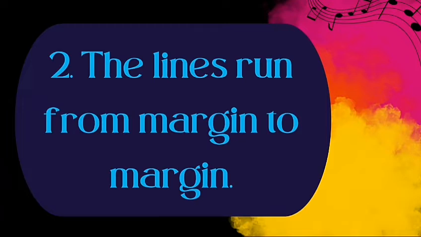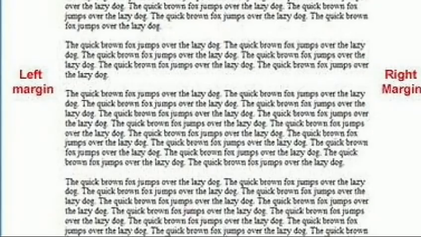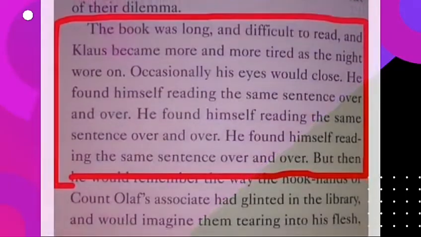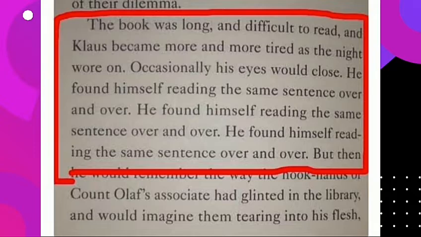2. The lines run from margin to margin. That is, the lines in a story, in a novel, run from one end to another. So when you pick up a novel, you are going to find an arrangement like this.